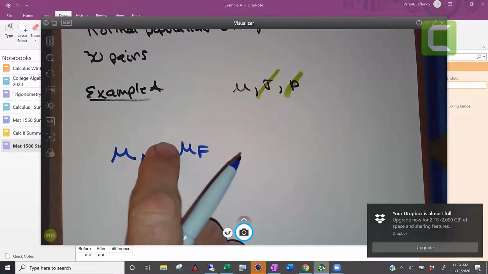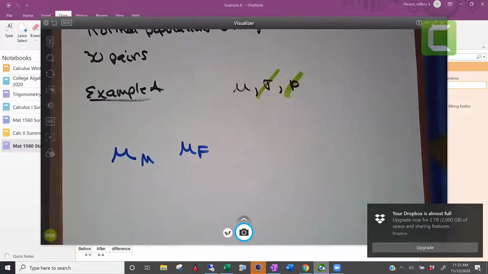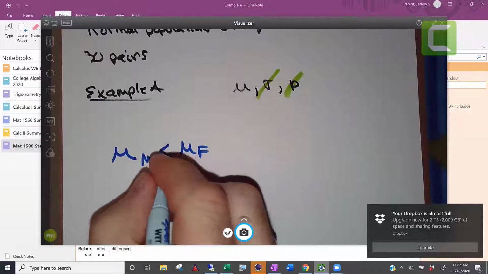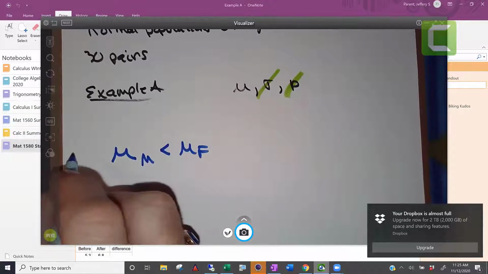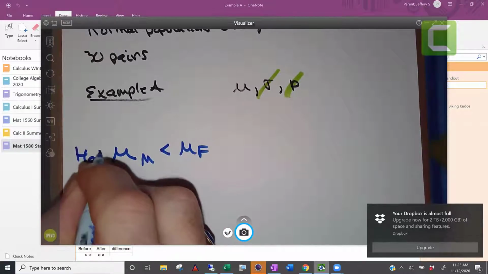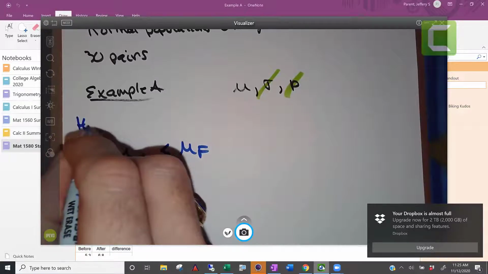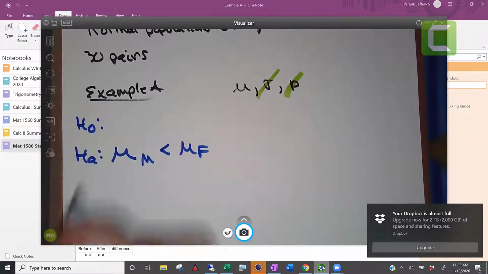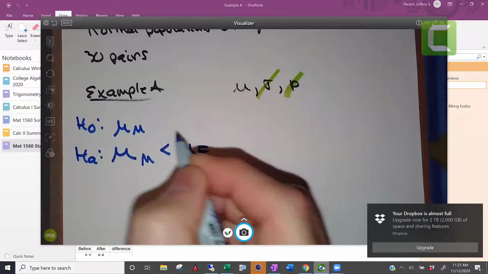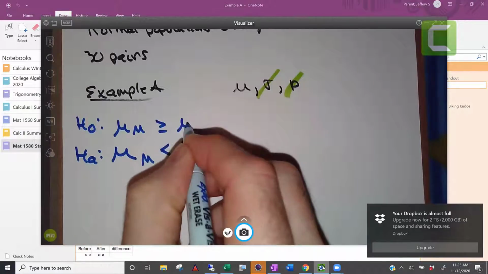What type of inequality should I put between these 2? Less than, greater than, or equal to? Less than. Thank you. Now, because it's a less than, that has to be part of the alternative hypothesis. The null hypothesis would then be kind of the opposite: mu sub m is greater than or equal to mu sub f.